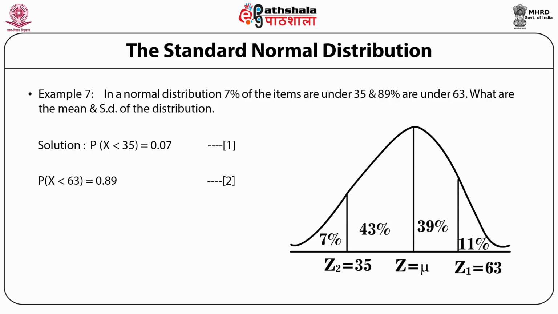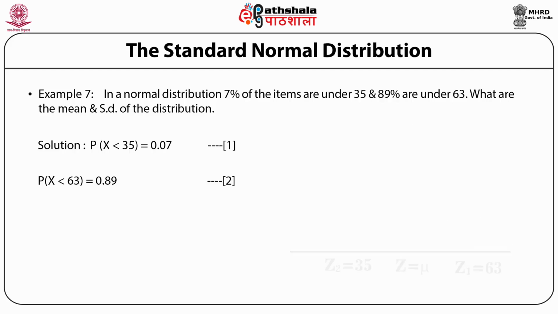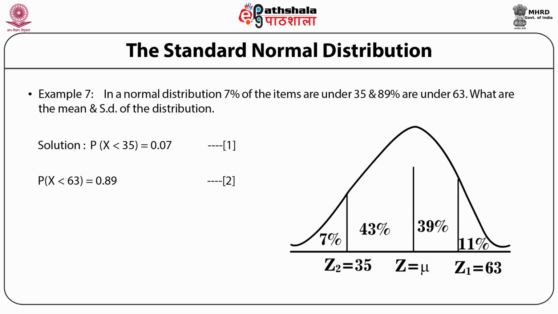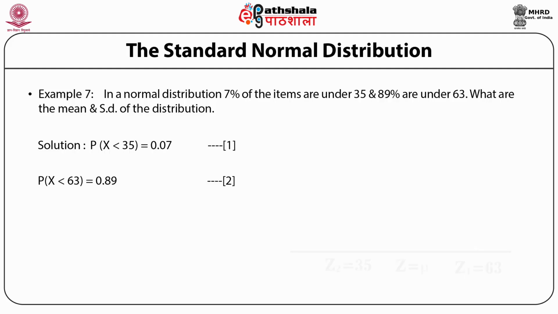Since 7% are under 35, clearly on the left hand side we will mark 7% and we will subtract 0.07 from 0.5, this is 0.43. So on the left side 7% and 43% will be marked in the curve.